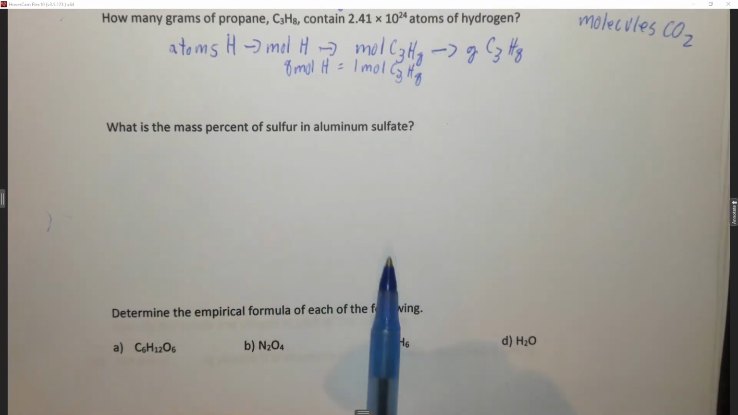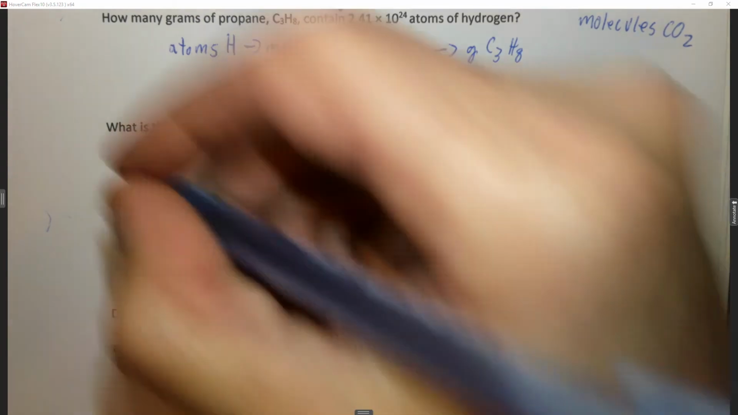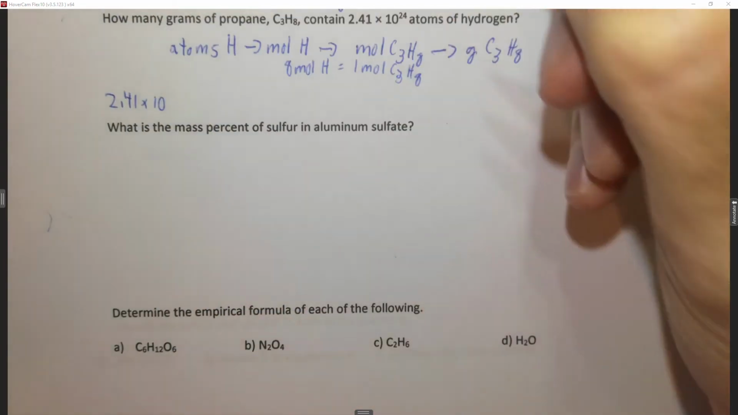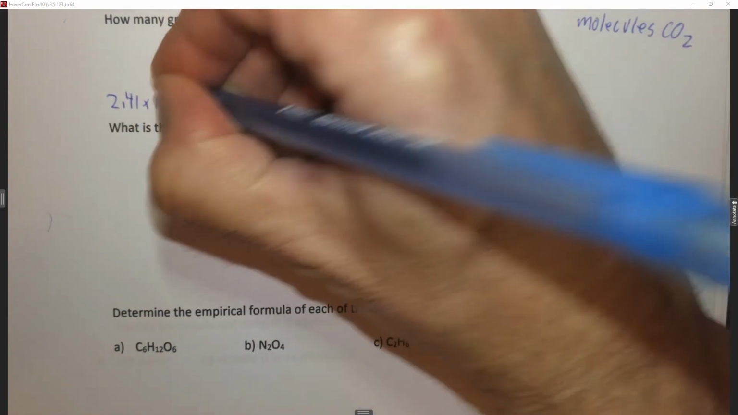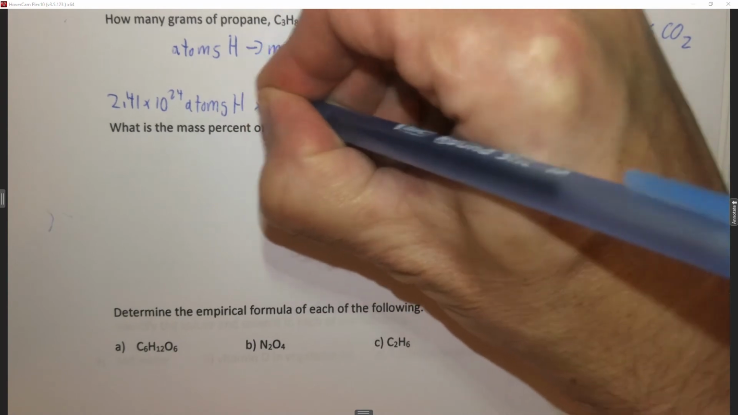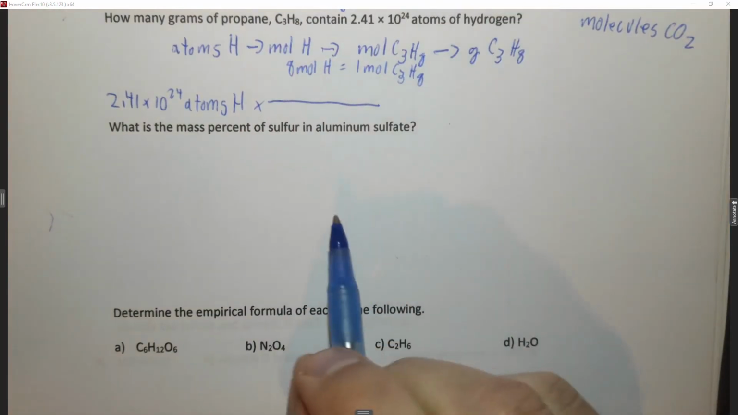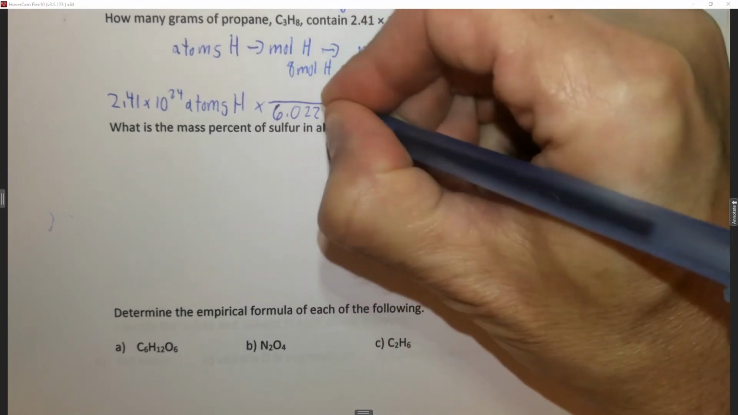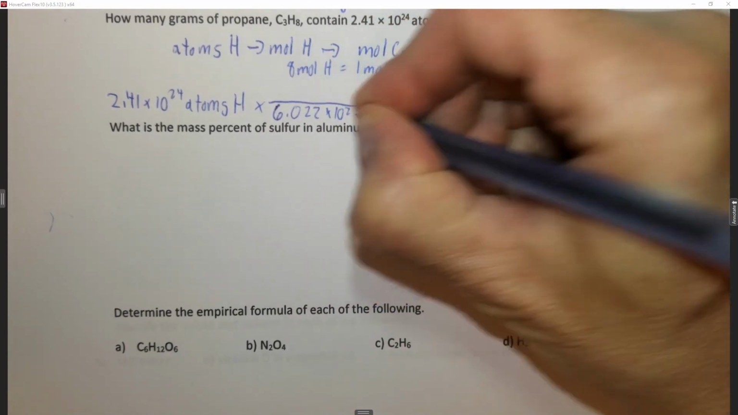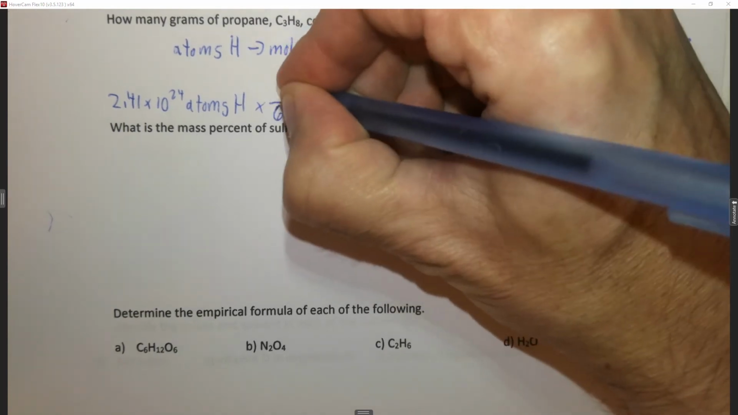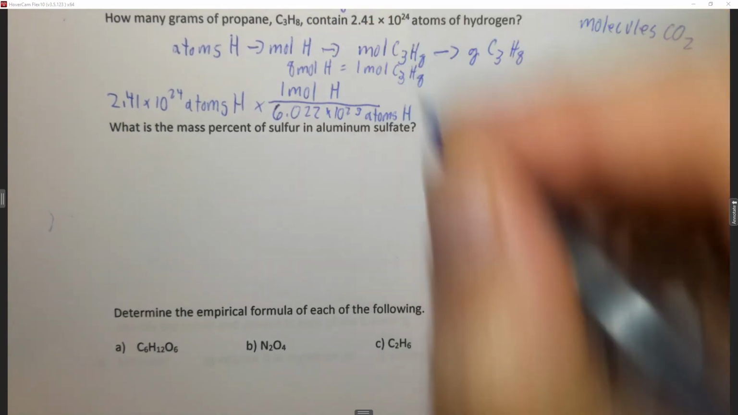And I kind of ran out of space a little bit here. So starting with 2.41 times 10 to the 24 atoms of H, we want to convert it to moles. And to do that, we're going to use Avogadro's number, which is 6.022 times 10 to the 23rd atoms of hydrogen on the bottom and 1 mole of hydrogen on the top.